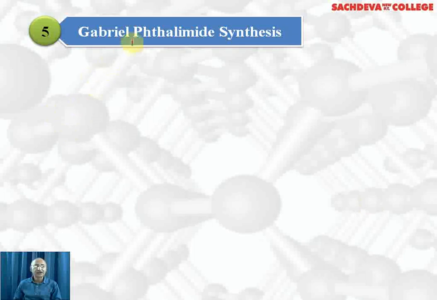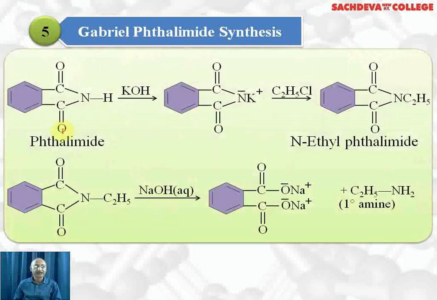Next most important reaction we are taking is Gabriel phthalimide synthesis. Here we take the compound phthalimide. Phthalimide is a secondary amide. This group is for secondary amide. Here we have got a carbonyl group, here we have got a carbonyl group. So two carbonyl groups when attached to NH, it is called imide. Secondary amides are called imides. So this particular compound is called phthalimide.